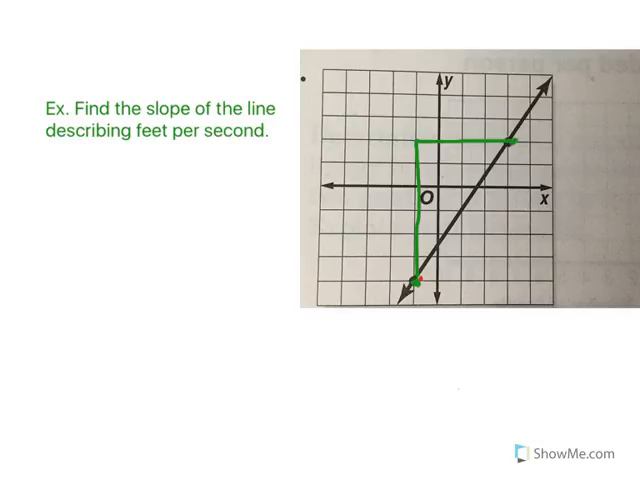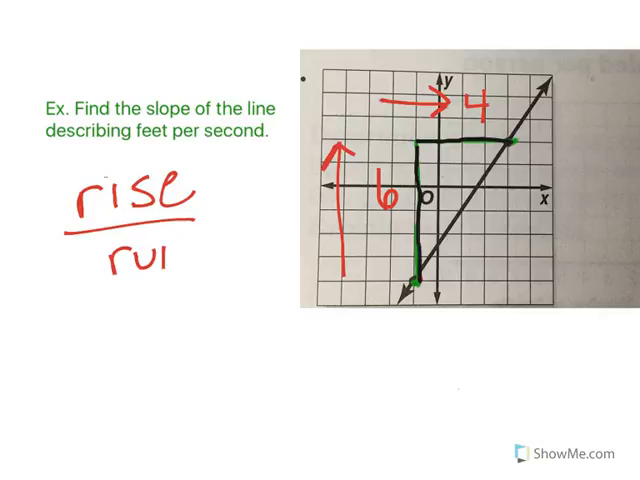How much am I rising? I'm going to count. I'm rising 1, 2, 3, 4, 5, 6. So I'm rising 6, and then I'm running 1, 2, 3, 4, and I'm running 4. So to get from one point to the other, I'm first going to rise, and then I'm going to run. And all I have to do is take my rise divided by my run. It's as easy as this.